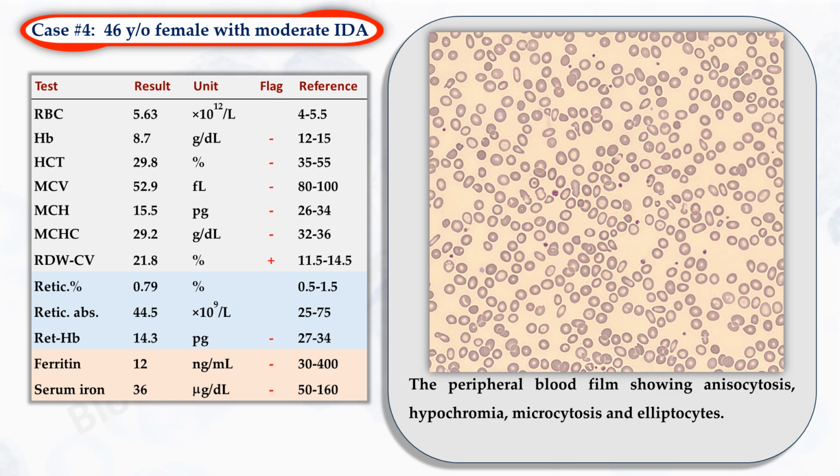Case number 4. A 46-year-old female with moderate iron deficiency anemia. The peripheral blood film showing anisocytosis, hypochromia, microcytosis, and elliptocytes.